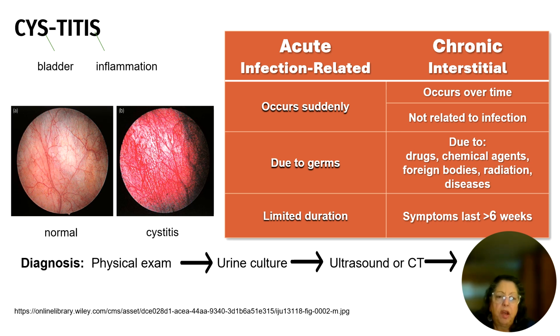So cystitis, we'll talk about that now. That is inflammation of the bladder. And remember that UTI can be a cystitis, but cystitis is not always a UTI. So chronic interstitial cystitis is that feeling of pain and pressure in the bladder that lasts longer than 6 weeks without having an infection or any other clear-cut cause.